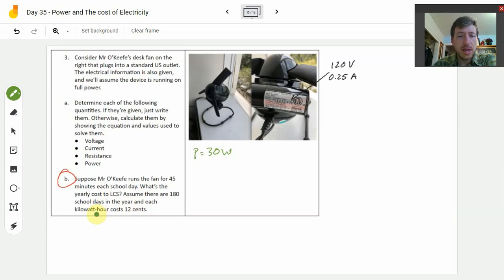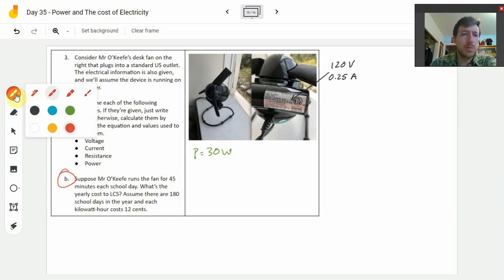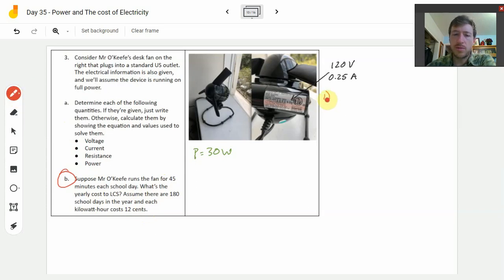Okay, so if we want to know the yearly cost to Lusher Charter School, assume there are 180 school days in the year, and each kilowatt hour costs 12 cents. So we run it for 45 minutes each school day. So let's go through our cost of electricity steps. Number one, we convert our power to kilowatts. So 30 watts times 1 kilowatt over 1,000 watts. Watts cancel, and we're left with 0.03 kilowatts.